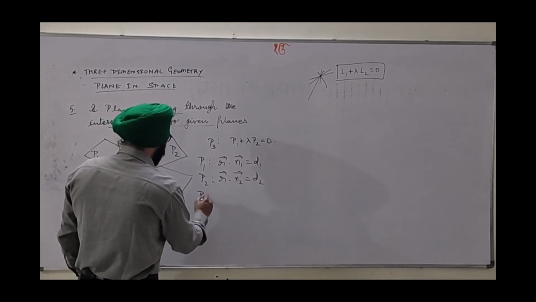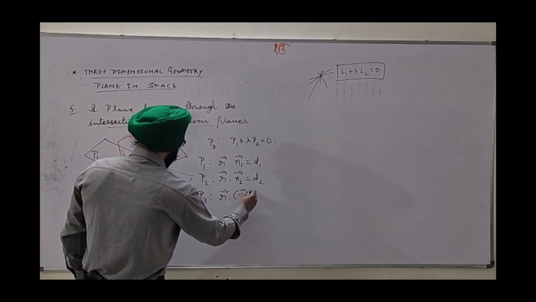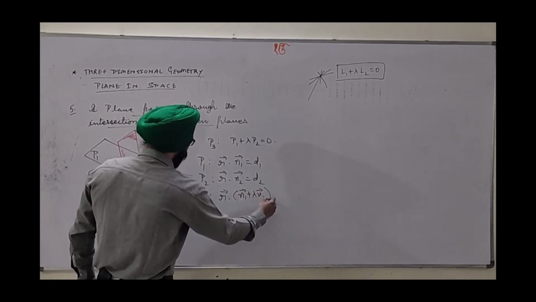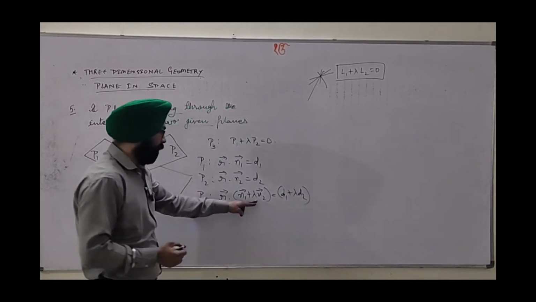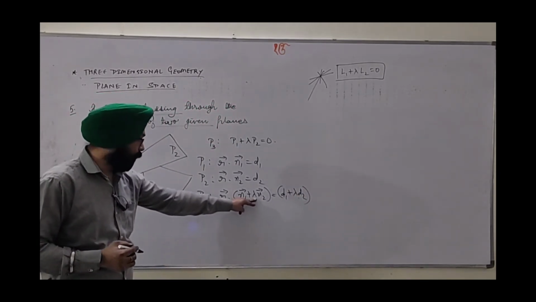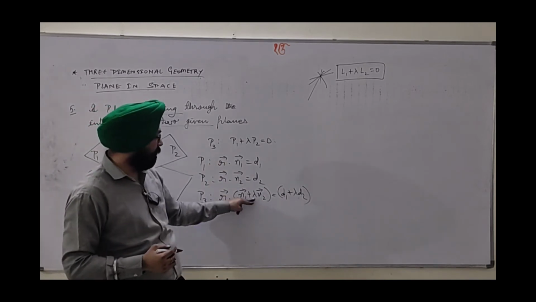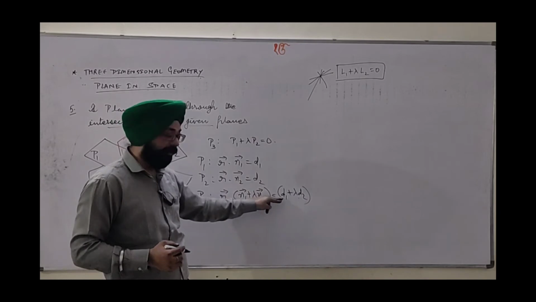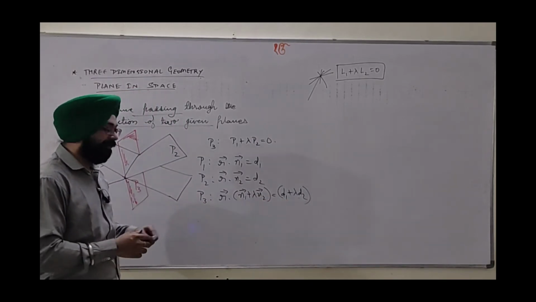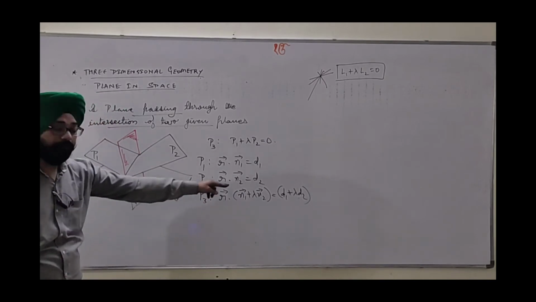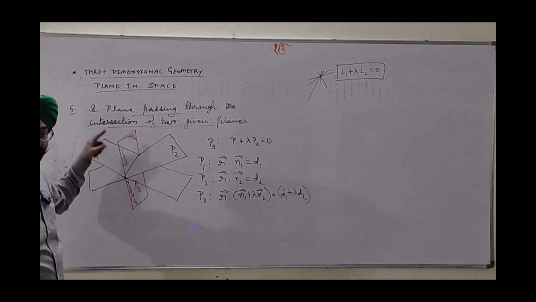So P3 can be written in vector form as r dot N1 plus lambda N2 is equal to D1 plus lambda D2. Means whatever constant we are using to write N1 and N2 in linear combination, the same constant we have to use in the linear combination of D1 and D2. Be careful. So here you can see this is not a single plane. Again, this is the family of planes passing through the intersection of these two. Repeat my statement, infinite planes are passing.